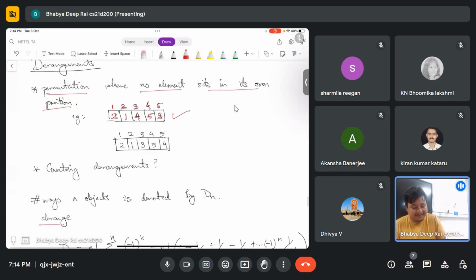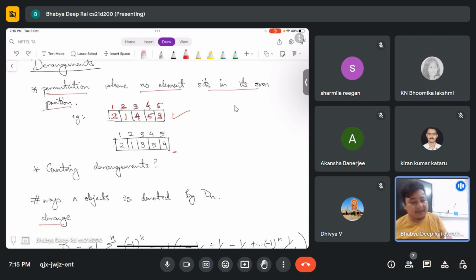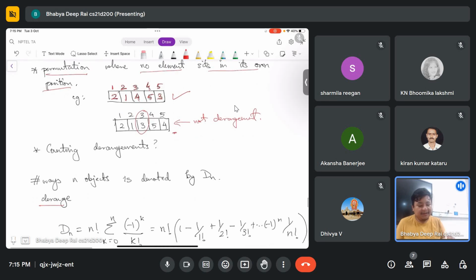Similarly, is this a derangement or not? By the definition, is this a derangement or not? Not, sir. 3 is in the same position. Exactly. Good, Bhumika. 3 is in its own position. So this is not a derangement.